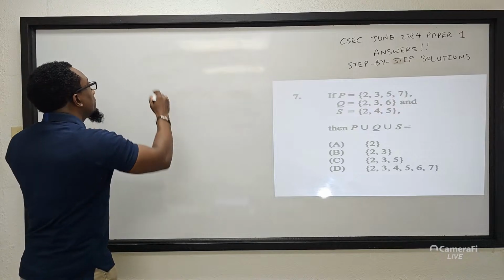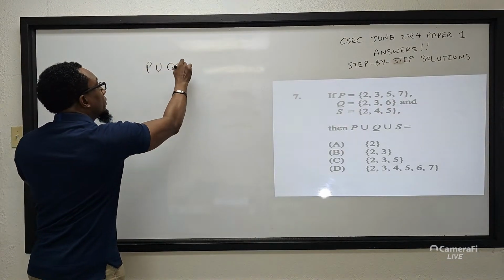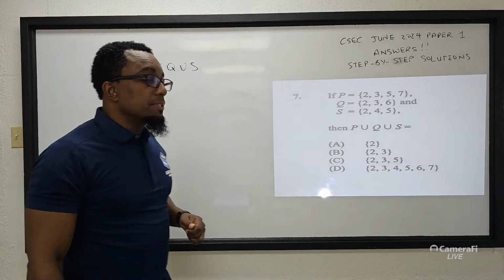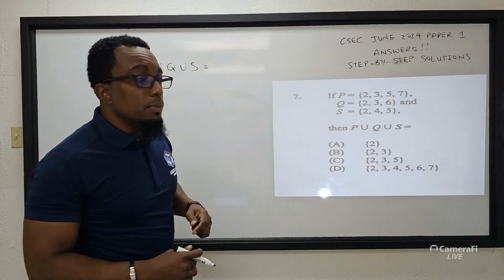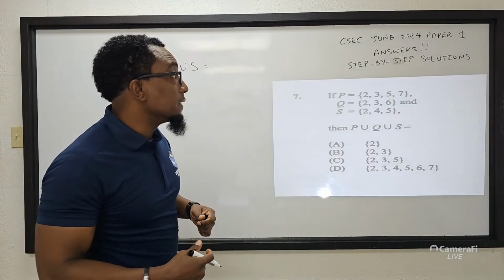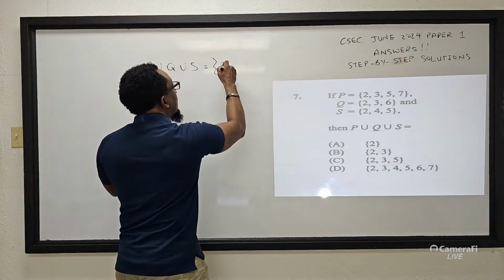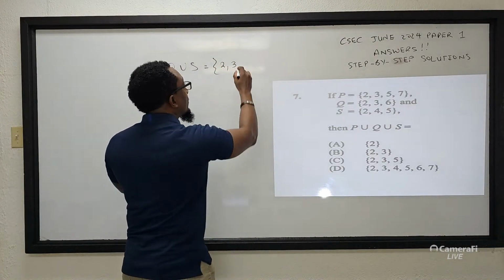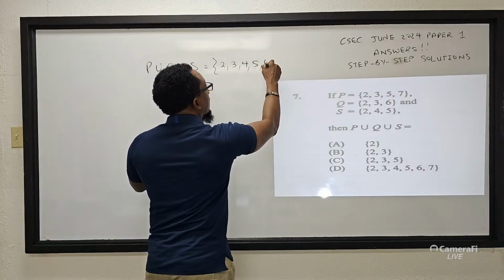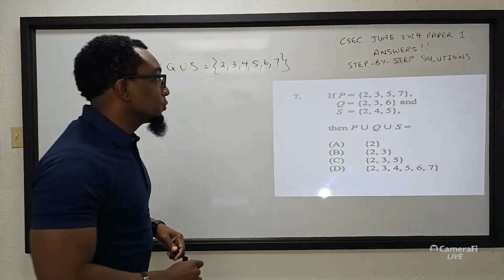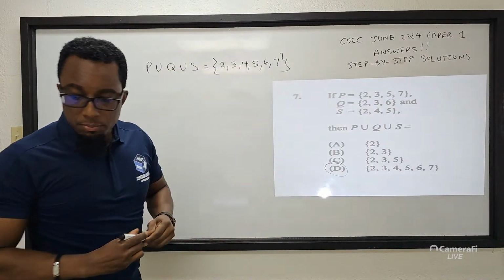Then what is P union Q union S? Of course, if it's a union, we're simply looking at combining all those elements without repetition of any elements. So this will be simply 2, combining them, 3 without repetition, 4, 5, 6, and 7. So 2, 3, 4, 5, 6, 7. The answer there is D. So let's move on to 8.